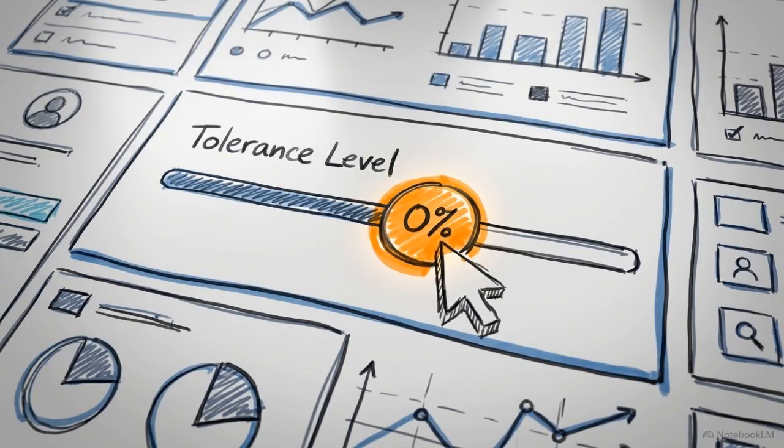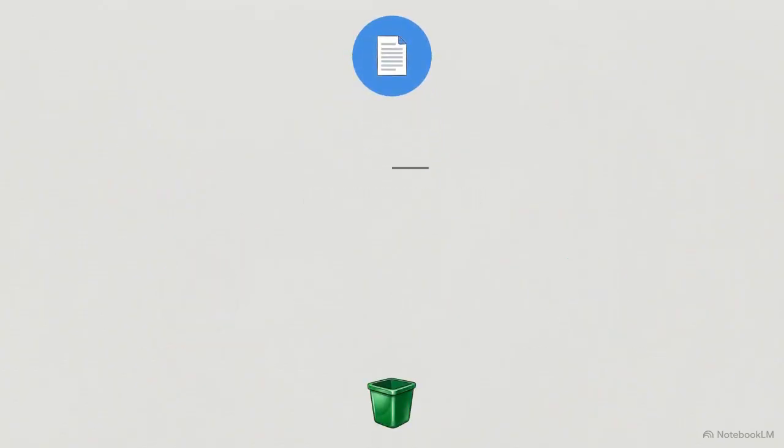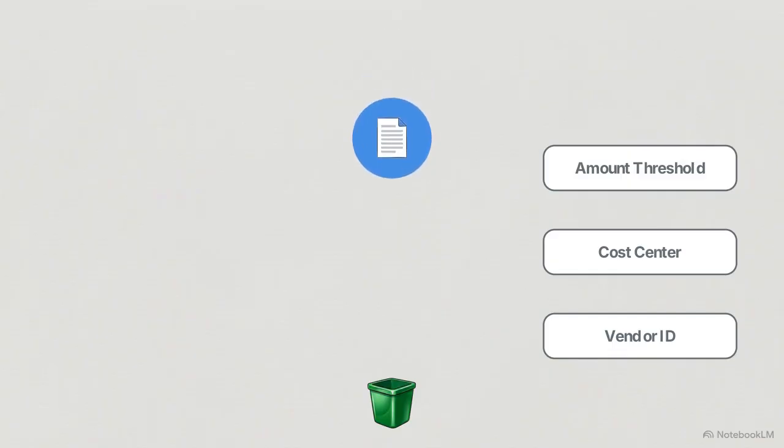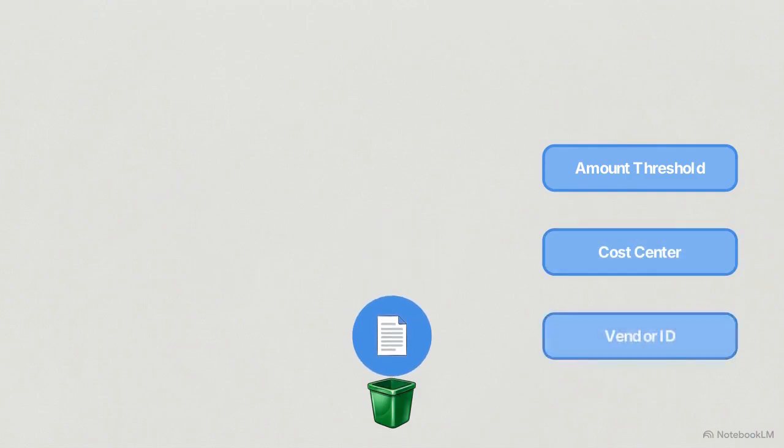Step 4 is configuring the digital workflows. Here, you define your exact matching tolerances and approval rules. This flowchart illustrates three-way matching. The system automatically evaluates an incoming invoice against the purchase order and the receiving receipt, instantly flagging any discrepancies. Once matched, the invoice follows automated routing rules, pushing the document to the correct approver based on specific triggers, like total dollar amount, designated cost center, or vendor identity.